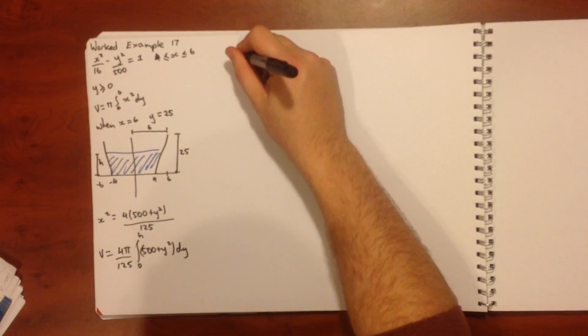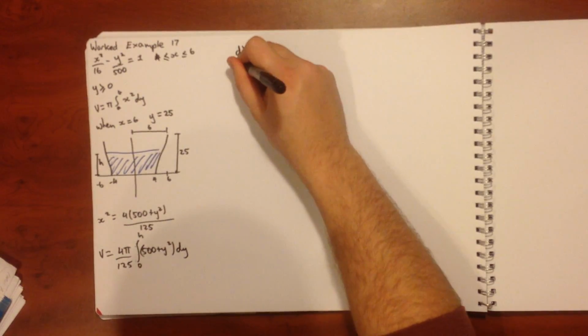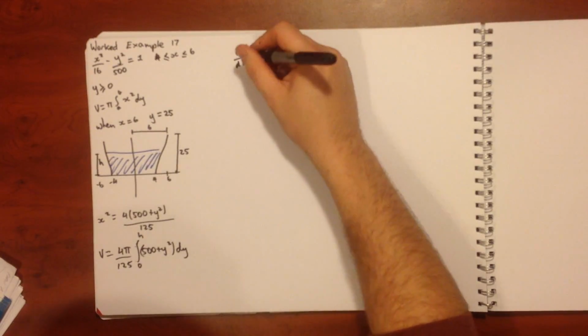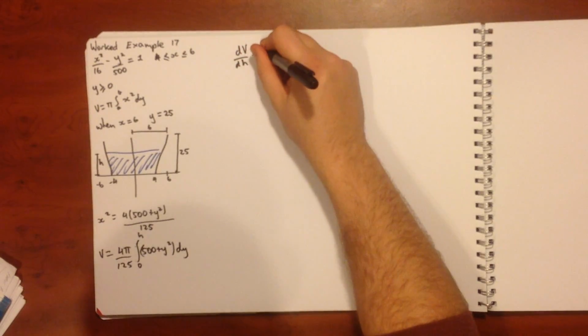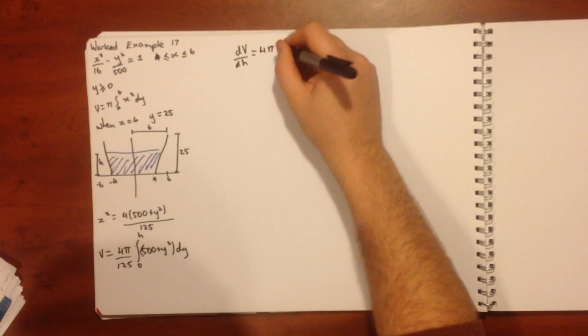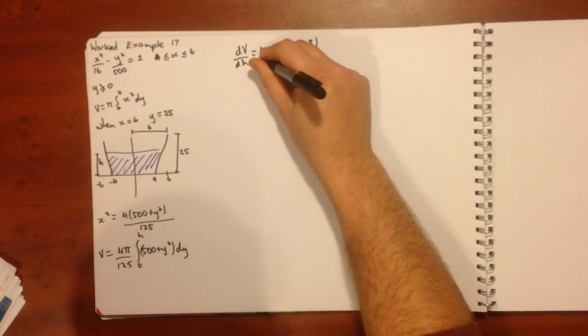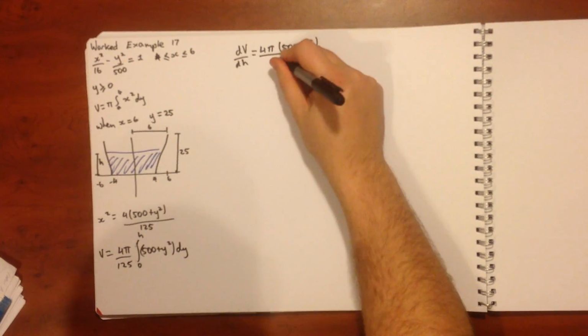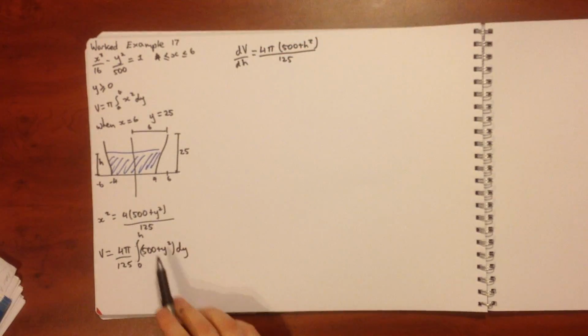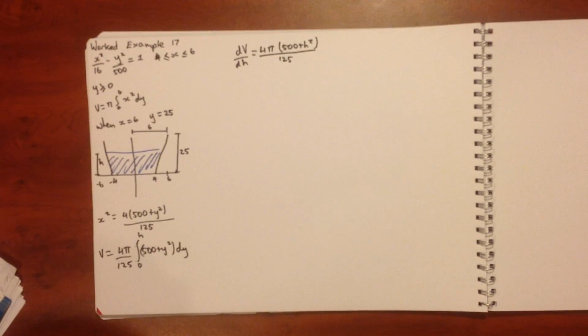Okay, so that means that our dV/dh is going to equal 4 pi outside of (500 + h^2) all over 125. Okay, once we integrate this and sub in our terminals.